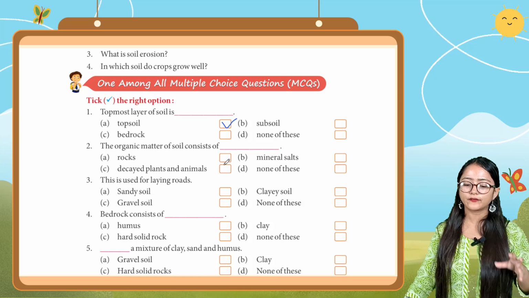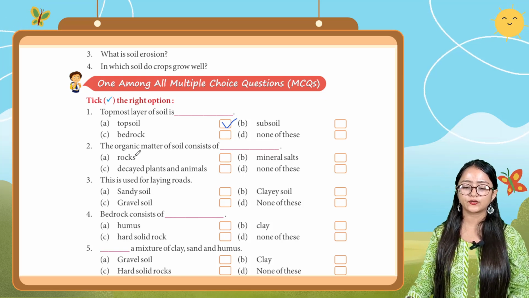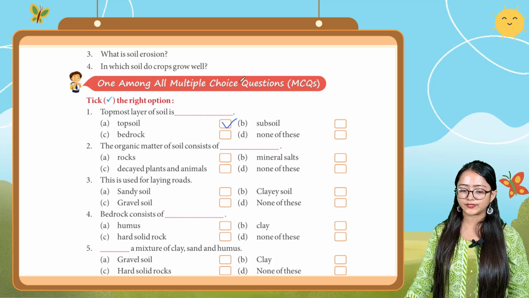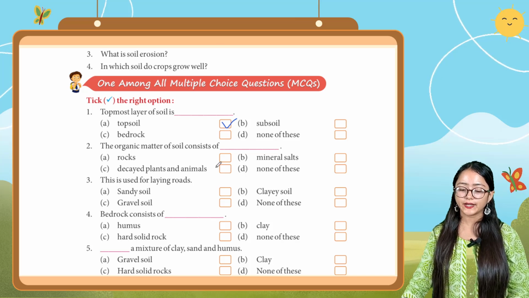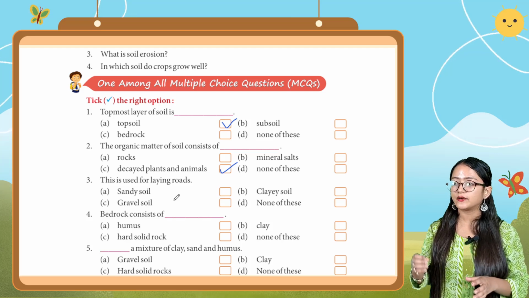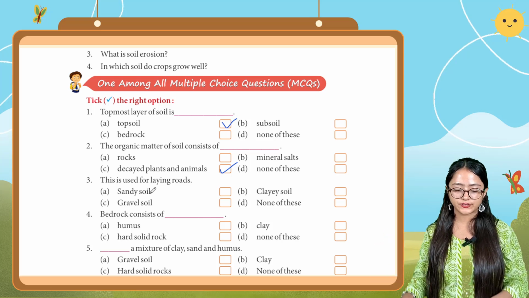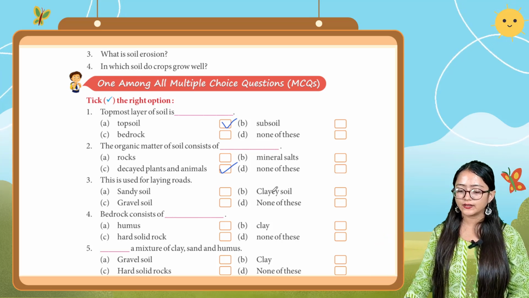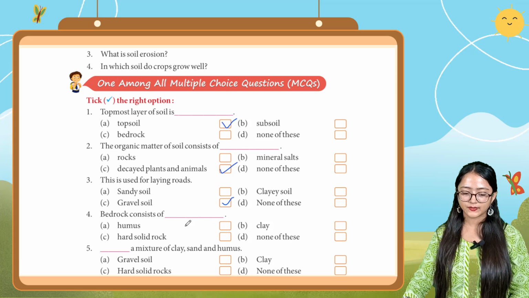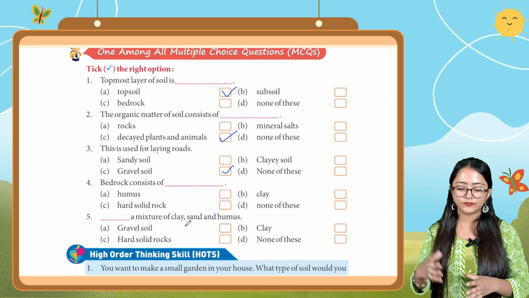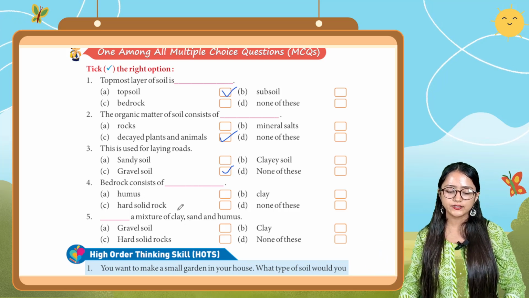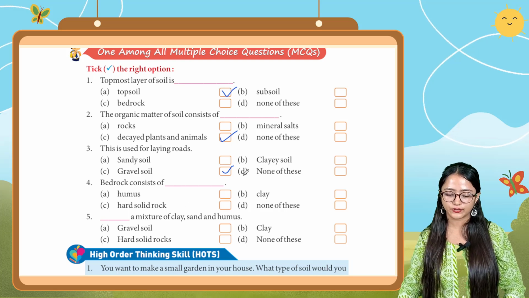The organic matter of soil consists of rocks, mineral salts, decayed plants and animals, or none of these. So the organic matter consists of decayed plants and animals. So just tick that one. Then the third one, this is used for laying roads. Okay. So is it like sandy soil, clayey soil, gravel soil? So this is gravel soil. Tick that one. Next one, bedrock consists of dash. Is it humus? Is it clay? Or is it hard solid rock? Bedrock is hard solid rock. So just tick that one.